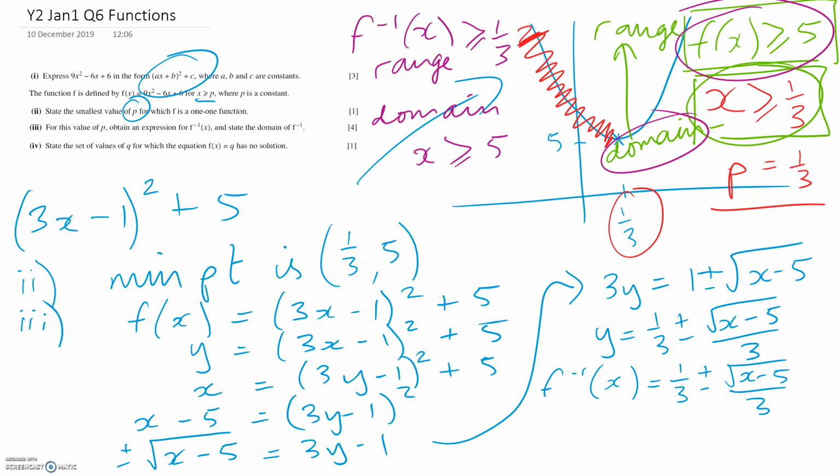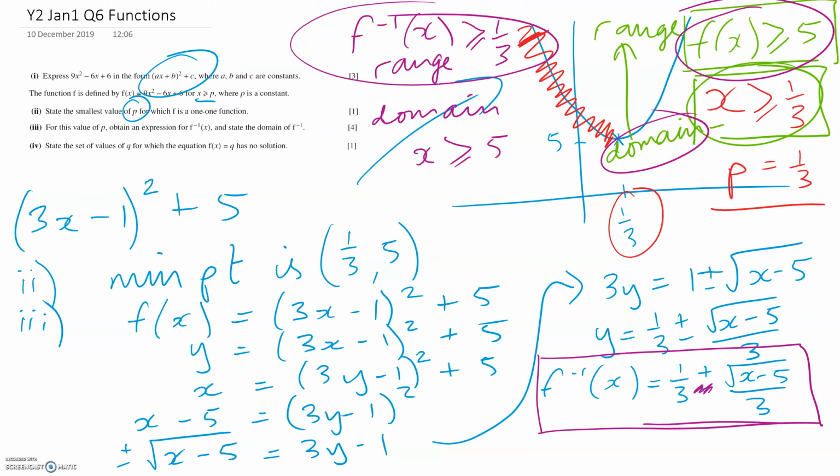Now that affects our answer down here, because we know that the range has to be greater than or equal to 1/3, which means we can get rid of the minus because it can't be less than 1/3. So this is our inverse function here, and the question also asks for the domain of our inverse function. Well, we've worked it out over here that the domain is this, so we can write that down here.